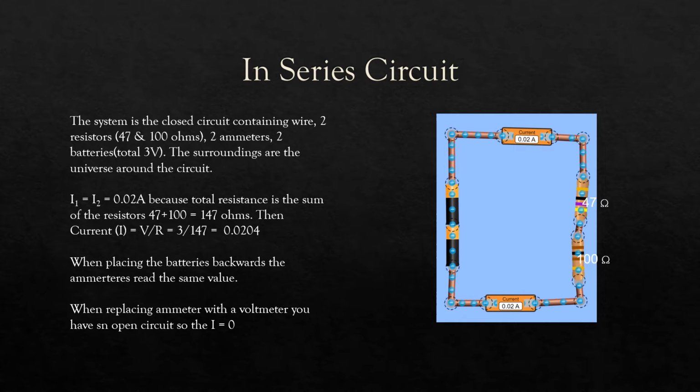When placing the batteries backwards, the ammeters read the same value, and when you replace the ammeter with the voltmeter, you have an open circuit, so the current is 0.